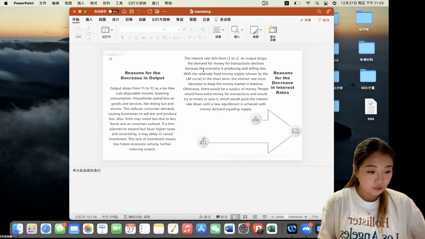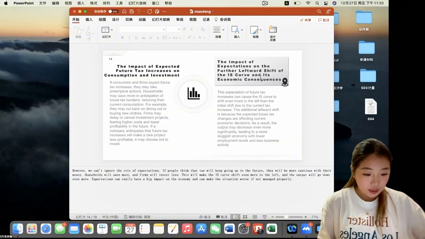The interest rate falls from R1 to R2. As output drops, the demand for money for transactions declines because the economy is producing and selling less with the relatively fixed money supply. In the short term, the interest rate must decrease to keep the money market in balance. Otherwise, there would be a surplus of money. People would have extra money for transactions and would try to invest or save it, which would push the interest rate down until a new equilibrium is achieved with money demand equaling supply.